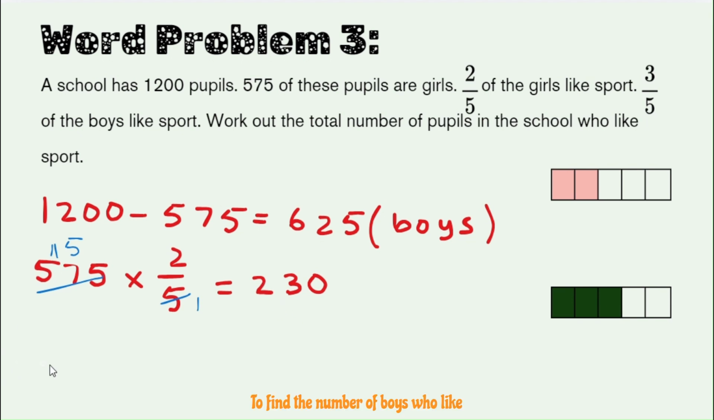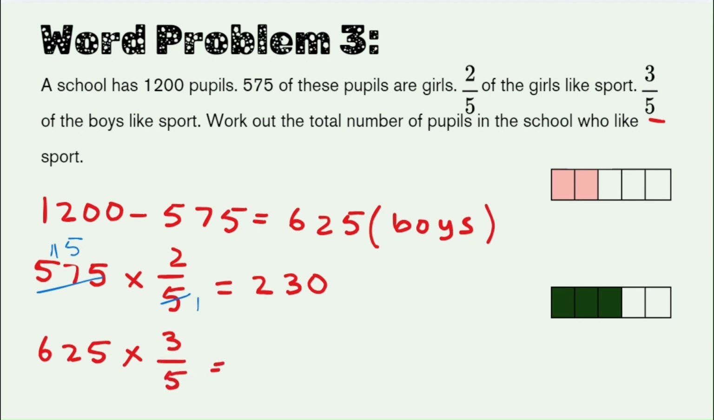To find the number of boys who like sport, we're going to do the same but with the value for the boys. So 625 multiplying by the fraction for boys, which is 3/5. 625 divided by 5 is equal to 125, and 5 divided by 5 is equal to 1. 125 multiplied by 3 is equal to 375.